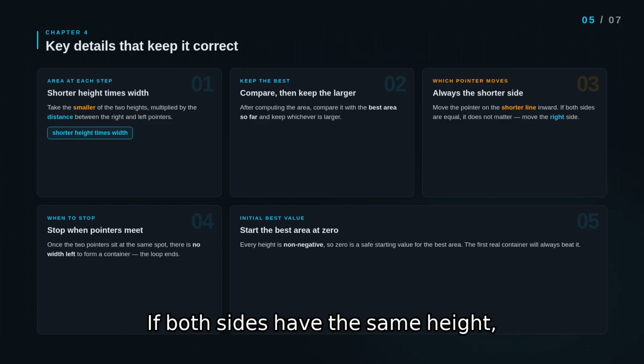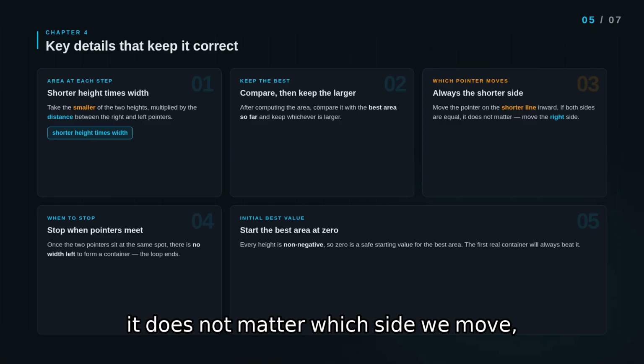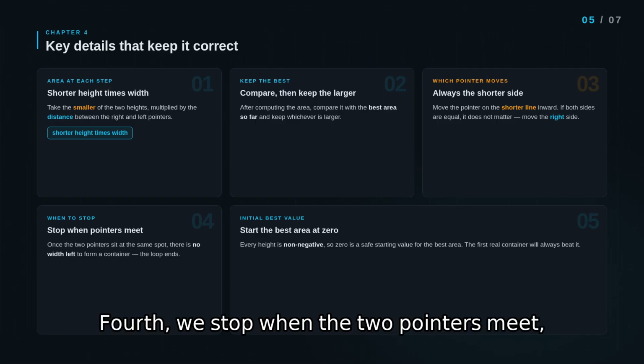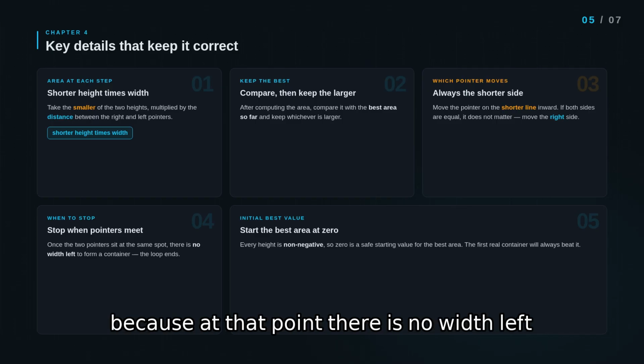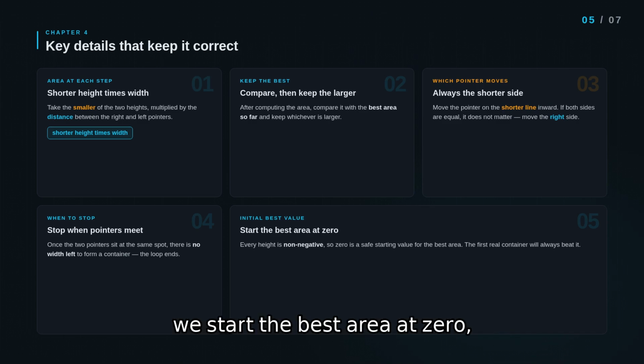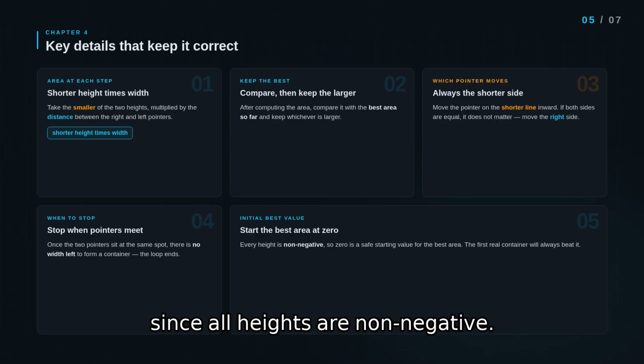If both sides have the same height, it does not matter which side we move, so we move the right side. Fourth, we stop when the two pointers meet, because at that point, there is no width left to form a container. Fifth, we start the best area at 0, since all heights are non-negative.